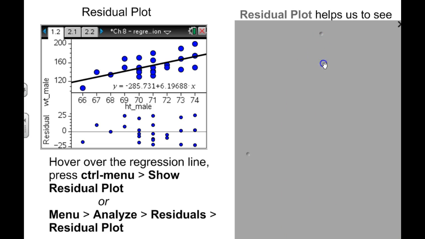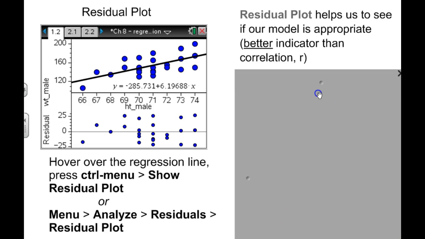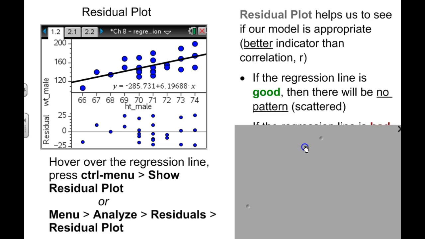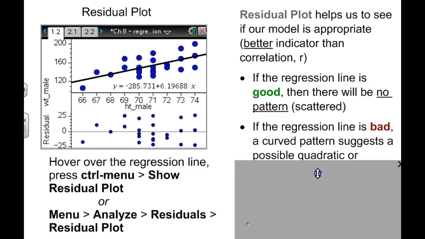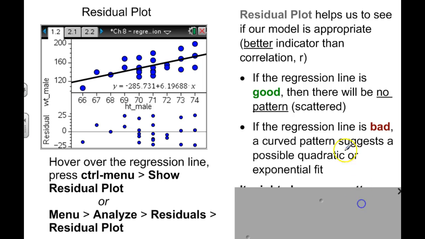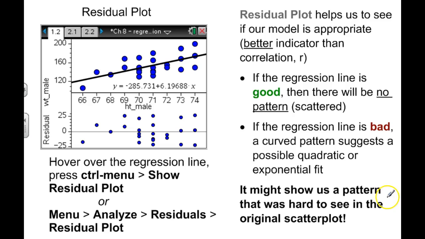It sounds strange, but we want no pattern. Always do a residual plot when you do regression. You want to look at that. You want to look at R, but there's no pattern. You want to look, is it kind of scattered around? You might find a curved pattern, possibly quadratic or something, and we're going to see it better here. So always do that. It's a better indicator than the correlation R.